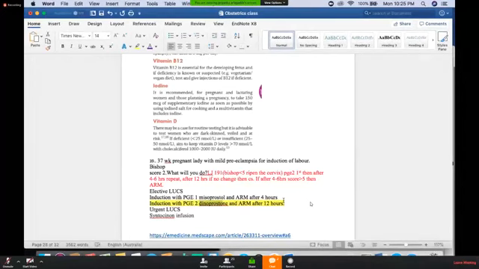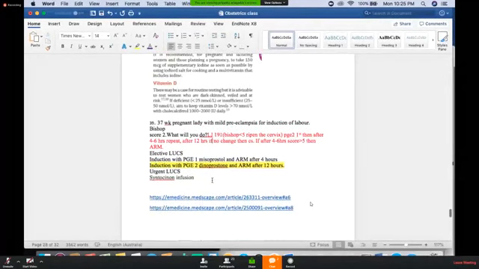So that's why we are going for ARM after 12 hours, because the only option which matches everything is this one. Because we cannot give PGE1 for normal delivery. PGE1 is only for medical termination of pregnancy. Okay? Am I clear? Please don't choose PGE1 anytime. Only in case of medical termination, and medical termination is not frequently done in Australia.